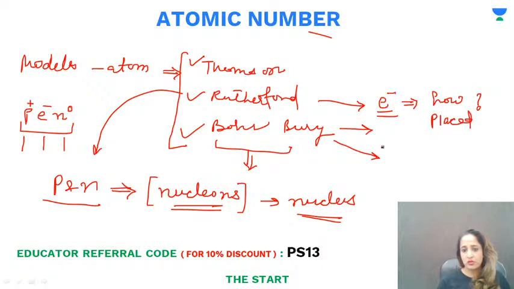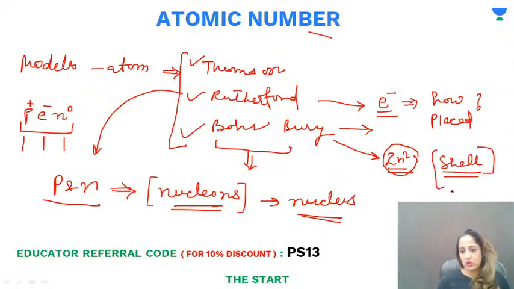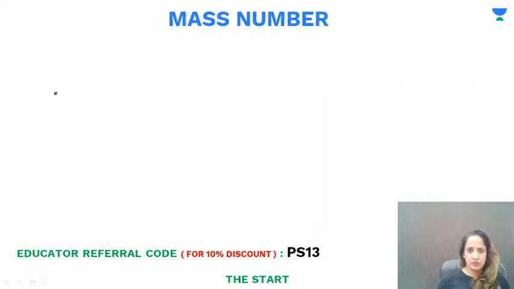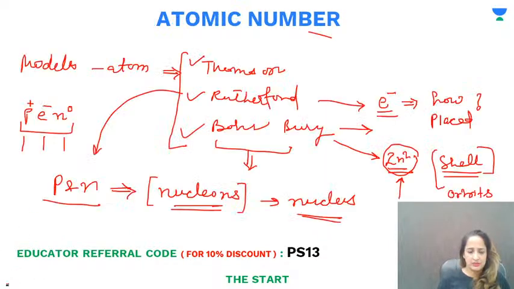Okay, so Bohr and Bury later on came into picture and they gave us this 2n square rule. They said, yes, you're right Saloni, the electrons are present in discrete energy levels, which we call shells or orbits. Okay, and this is how they are arranged. So I will talk about atomic number in a minute, but first let me erase all this.